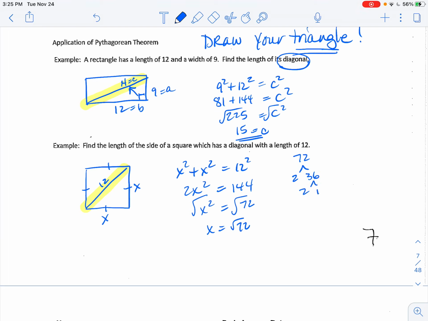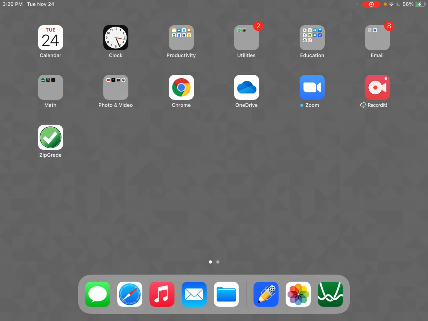2 goes in 36, 2 goes in 18, 2 and 9 and 3 and 3. And we're looking for groups of 2. All right, so I have a 2 and a 3 that come out. So 2 times 3 on the outside. And I've got this one single 2 that's on the inside. So this is 6 roots 2. I could leave it like that. If I wanted to get the approximation, I would go to decimals.